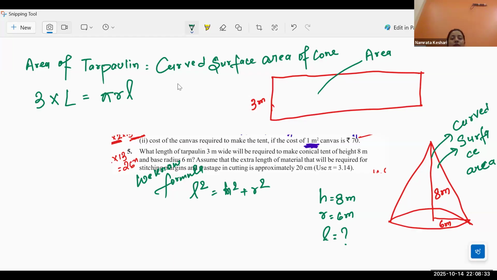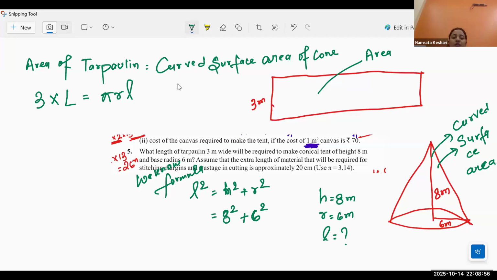Yes. Okay, from there we can find L. But why will we find L? So that we can find the curved surface area of the cone. Yes or no? Yes. Okay, so we have to find L again, and again you will be dealing with those square roots, long division method, or maybe the prime factorization method.